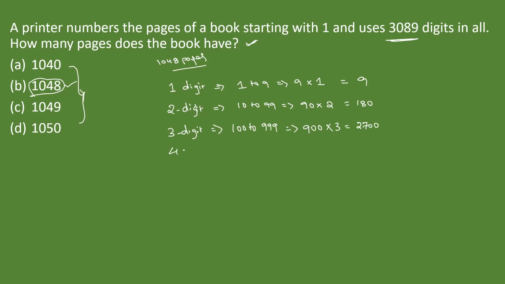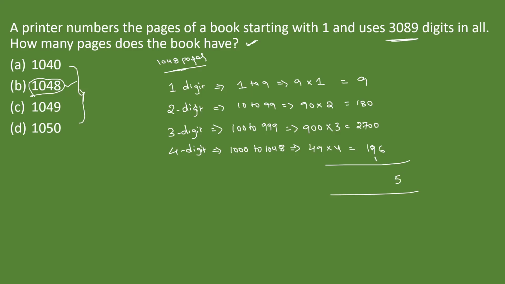2700. Similarly, 4 digit numbers will start from 1000 to, I am assuming, 1048 pages. So 1048 minus 1000, what does it become? 48, but add plus 1 to it. That means 49 into 4. 49 fours, 196. Now I will add that. What is the output I will get here? 6 plus 0 plus 0 plus 9. What happens to that?